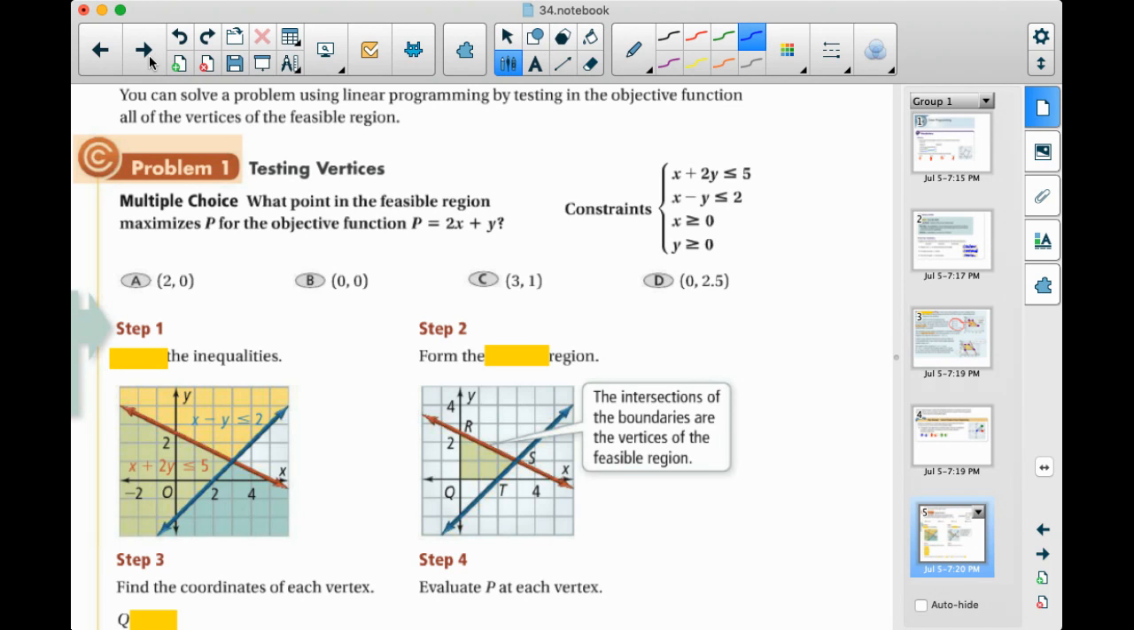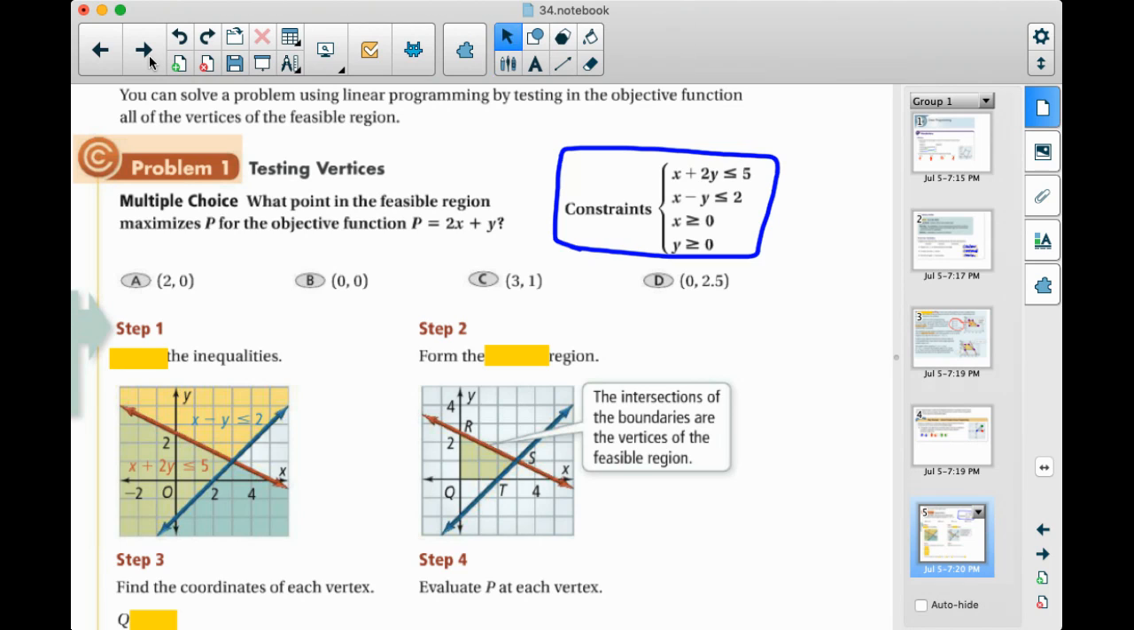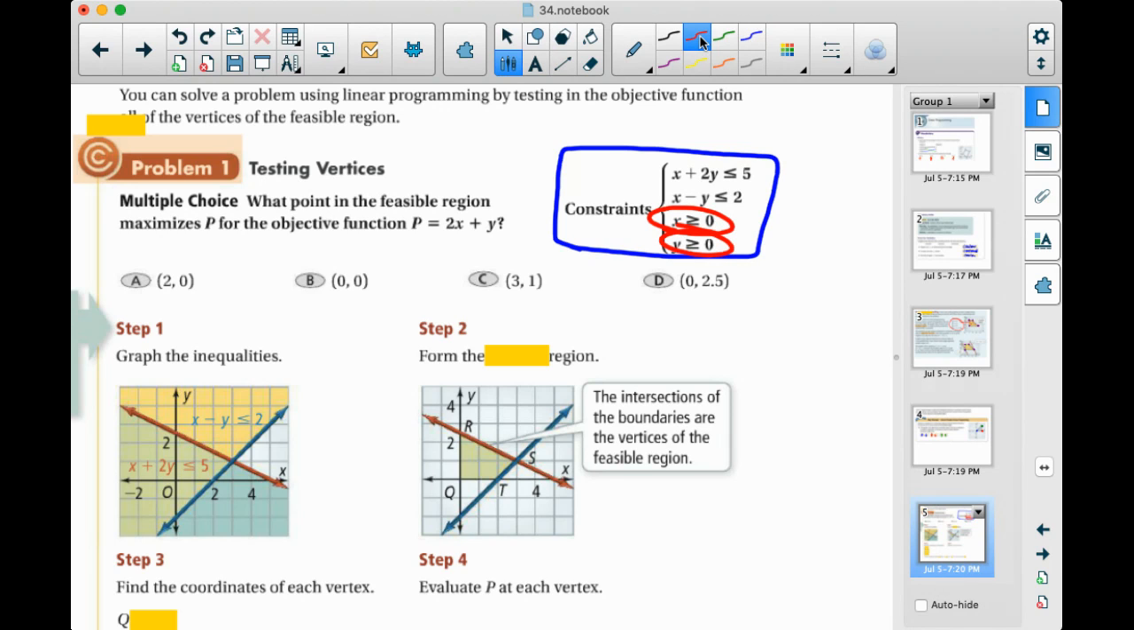All right, here is our system of inequalities. The first thing we want to do is graph the inequalities, so we're going to graph each one of them. Now, what's special about these two right here? Well, x equals a number is vertical, y equals a number is horizontal.